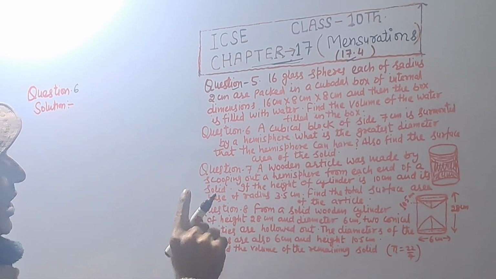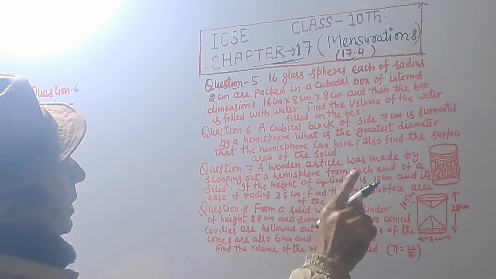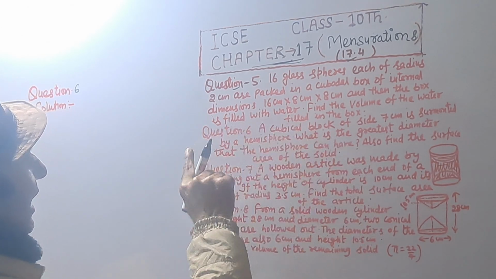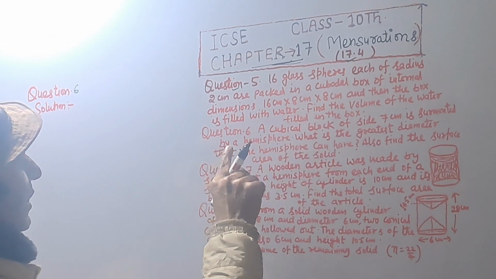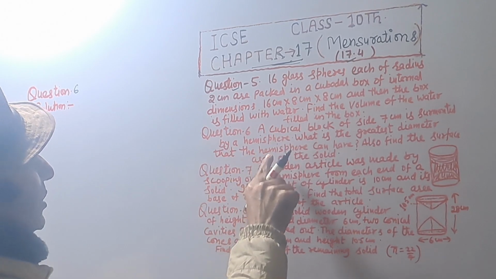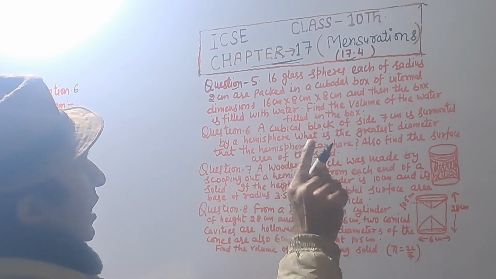Question number 6. A cubical block of side 7 centimeter is surmounted by a hemisphere. What is the greatest diameter that the hemisphere can have? Also find the surface area of the solid.